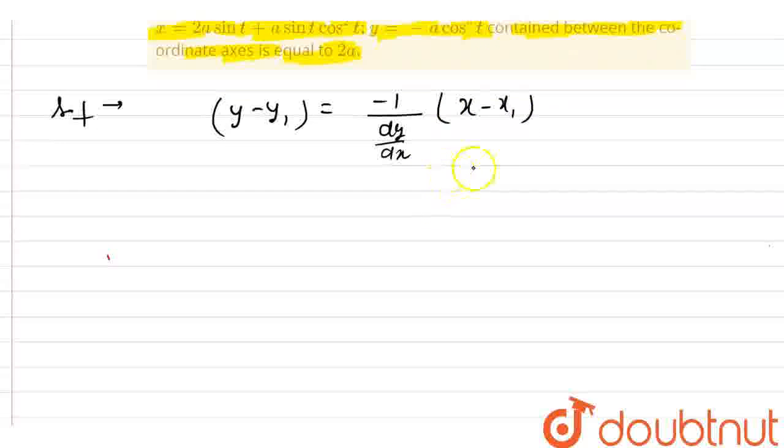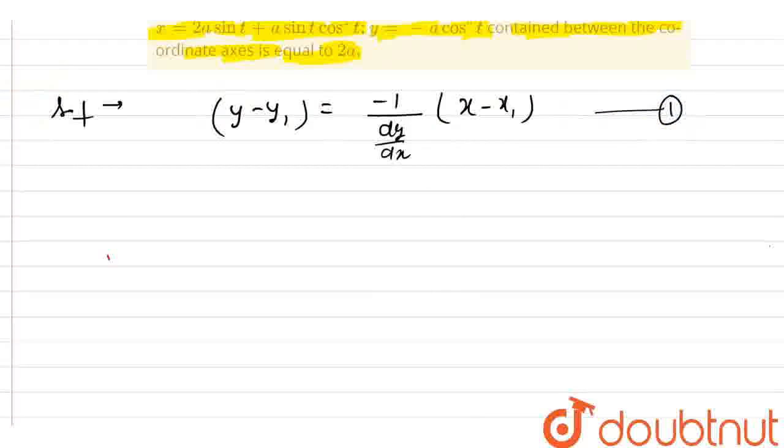First of all, I'm going to write the general equation of the normal. Basically it is y - y1 = -1/(dy/dx) (x - x1), with the negative sign, the reciprocal of the slope of the tangent. So this is the general form. Let's suppose this is my equation 1.